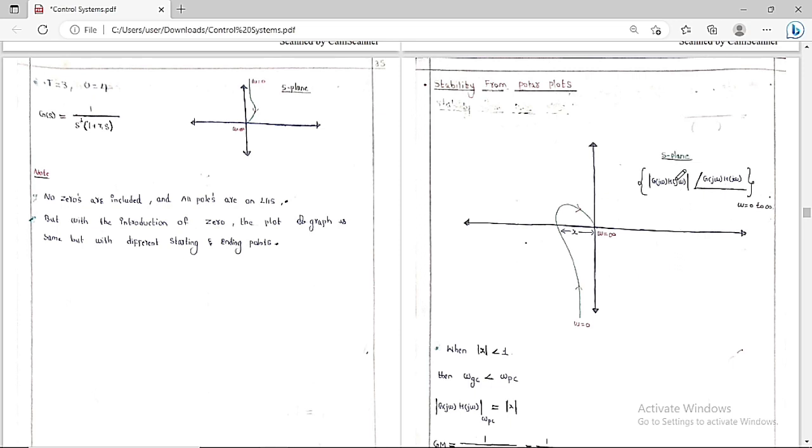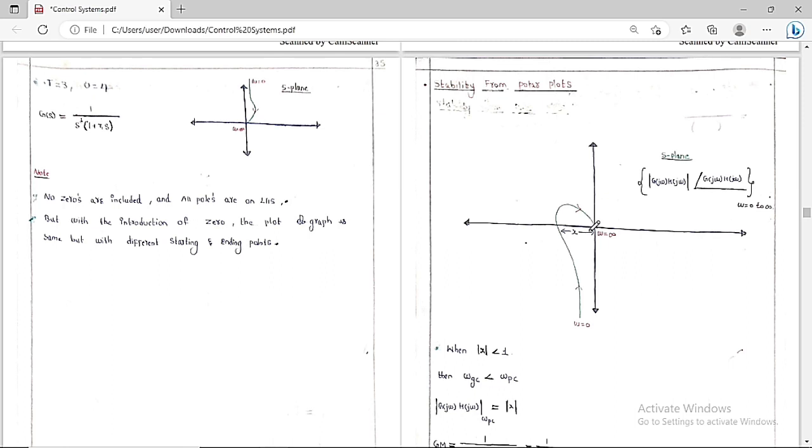Polar plot means we know it is a graph between the magnitude of the open loop transfer function and the phase angle of the open loop transfer function. What is the polar plot? This is a diagram of the magnitude of G(s)H(s) with respect to the phase angle of G(s)H(s) when omega is varying from 0 to infinity. This plot is called a polar plot. So this is when omega is equal to 0 and this is when omega is equal to infinity.